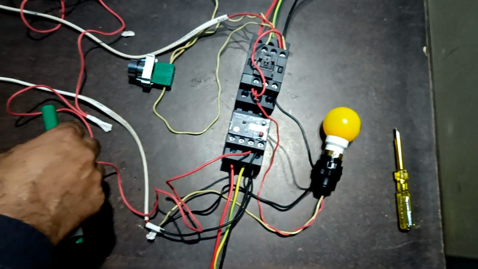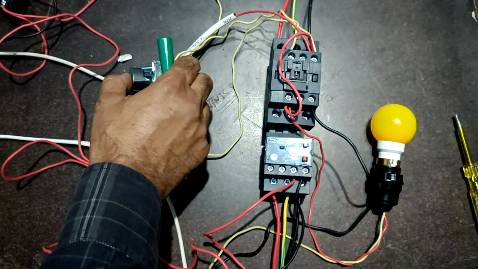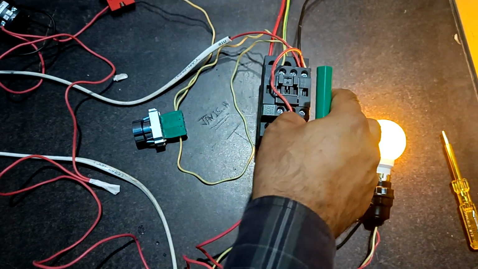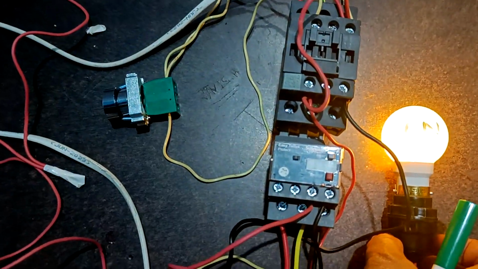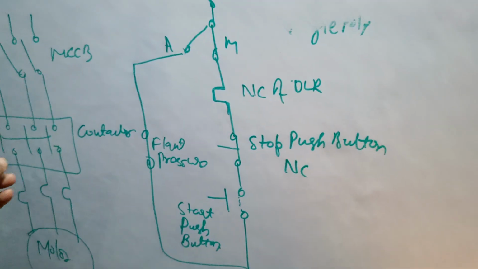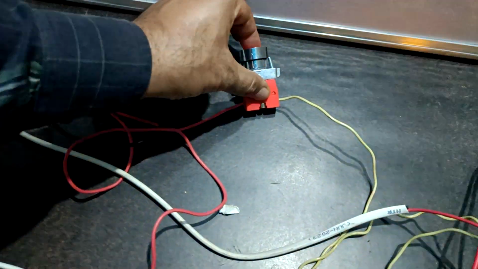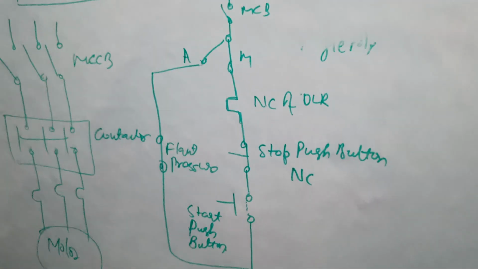Now I am going to start the starter. I am pushing the start push button. The start push button switches on the contactor, and this also indicates the switch on position of the contactor. Now to switch off the contactor, I need to push this stop push button. This is how we have explained the manual mode of the DOL starter.